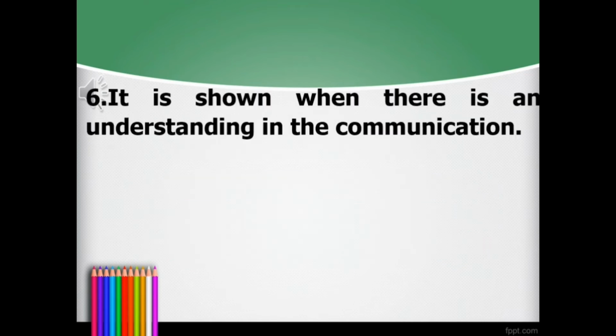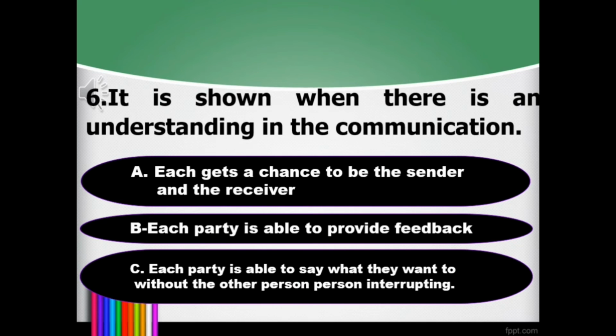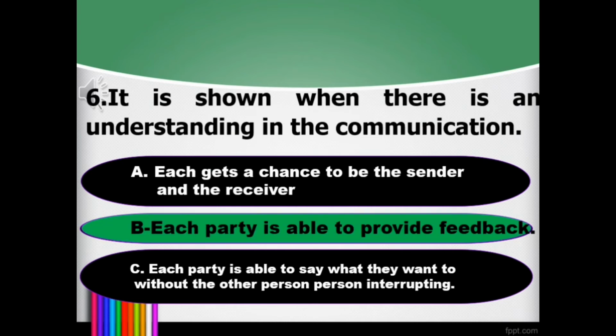Number 6. It is shown when there is an understanding in the communication. A. Each gets a chance to be the sender and the receiver. B. Each party is able to provide feedback. Or letter C. Each party is able to say what they want to without the other person interrupting. What's the right answer? You're great! The real answer is letter B. Each party is able to provide feedback.